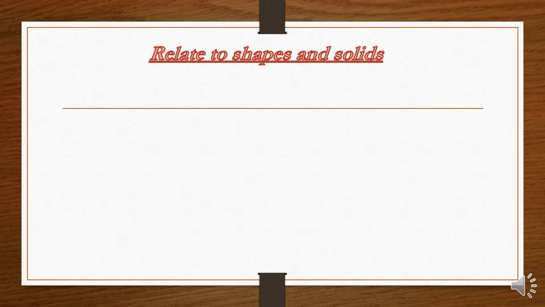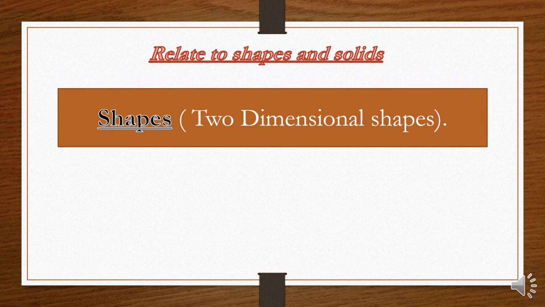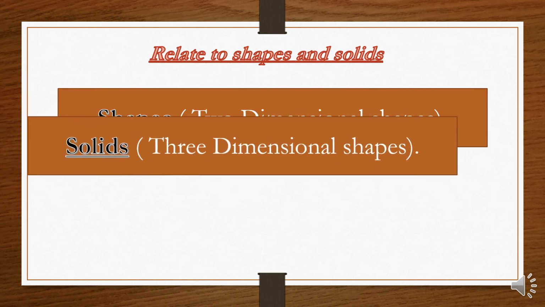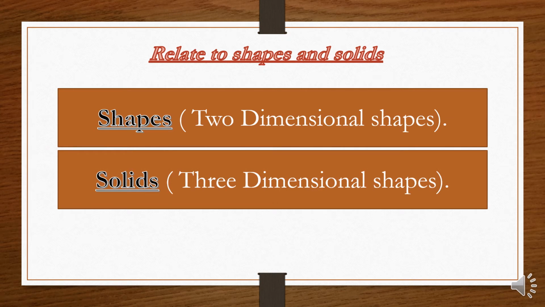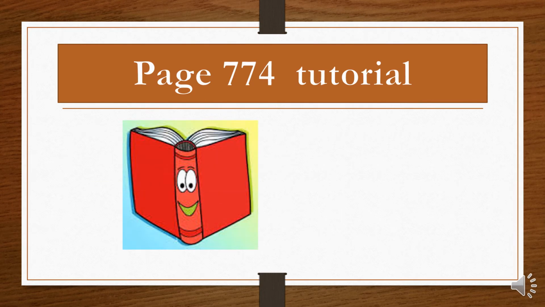As this lesson is talking about the relation between shapes and solids, by shapes we mean the two-dimensional shapes. By solids, we mean the three-dimensional shapes. Do you remember the relation between 2D and 3D shapes? The faces of 3D shapes, which are solids, are 2D shapes. This is the relation. Now please open your math book, page 774, and get your pencil.